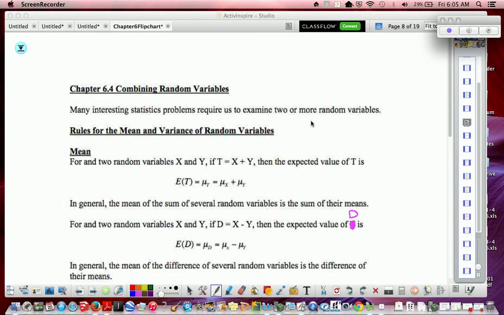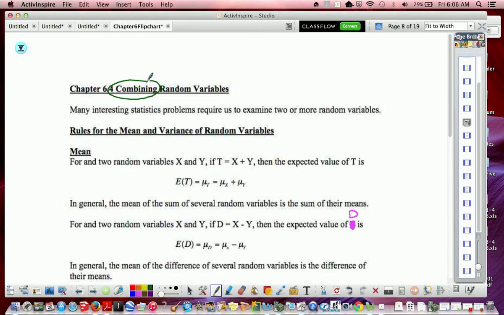Let's take a look at your chapter 6.4 notes on combining random variables. So in 6.3, you started to take a random variable and transform it, either adding or subtracting something to it or multiplying something to it. And we looked at how that affects the mean and standard deviation of your distribution for your random variable. Today, you're going to focus on combining random variables.